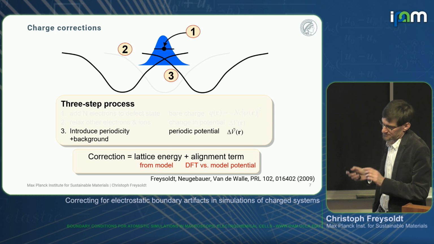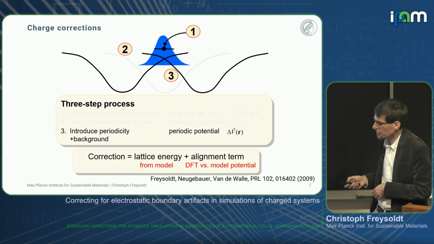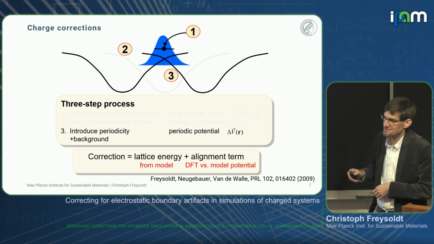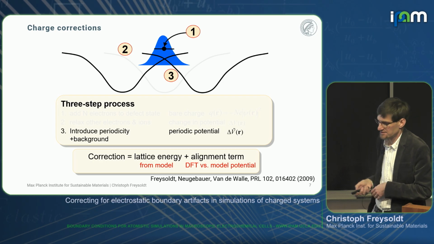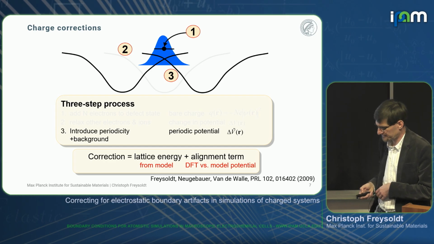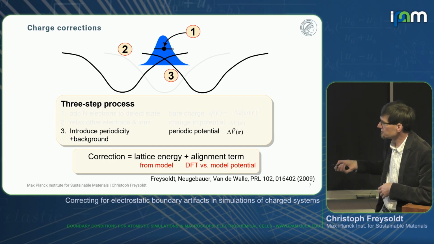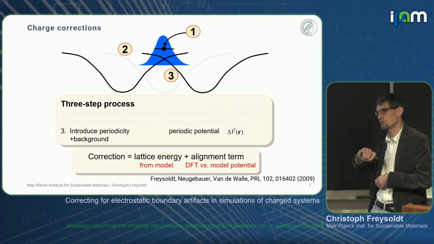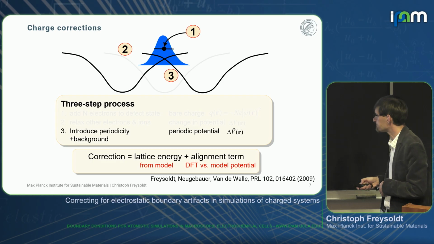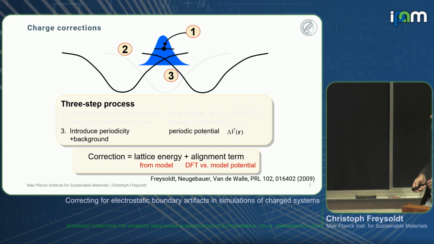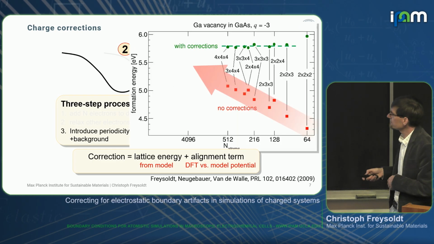Nicely, if we do this correctly, it also captures the next order of effects. So while the correction accounts for the monopole-monopole interaction in presence of the homogeneous background, this alignment term also accounts for quadrupole-monopole interactions and dipole-dipole interactions that might be contained in the system. Good. In practice, this is very nice.